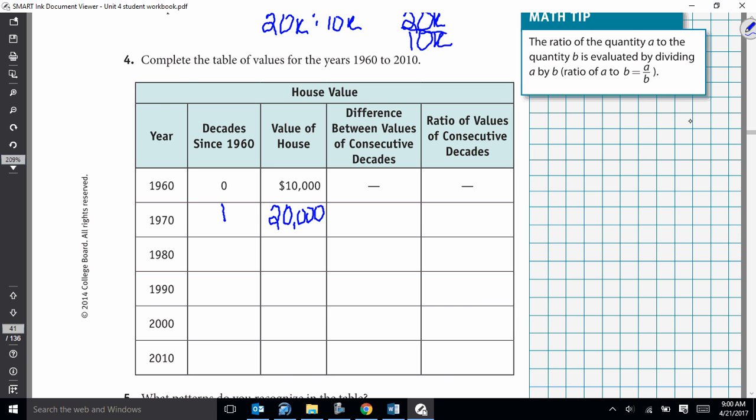The difference between values of consecutive decades. So from 20,000 minus 10,000 is a difference of 10,000. And the ratio of consecutive decades, so we have 20,000 over 10,000. And this reduces to what? A ratio of 20,000 over 10,000? 2 to 1.